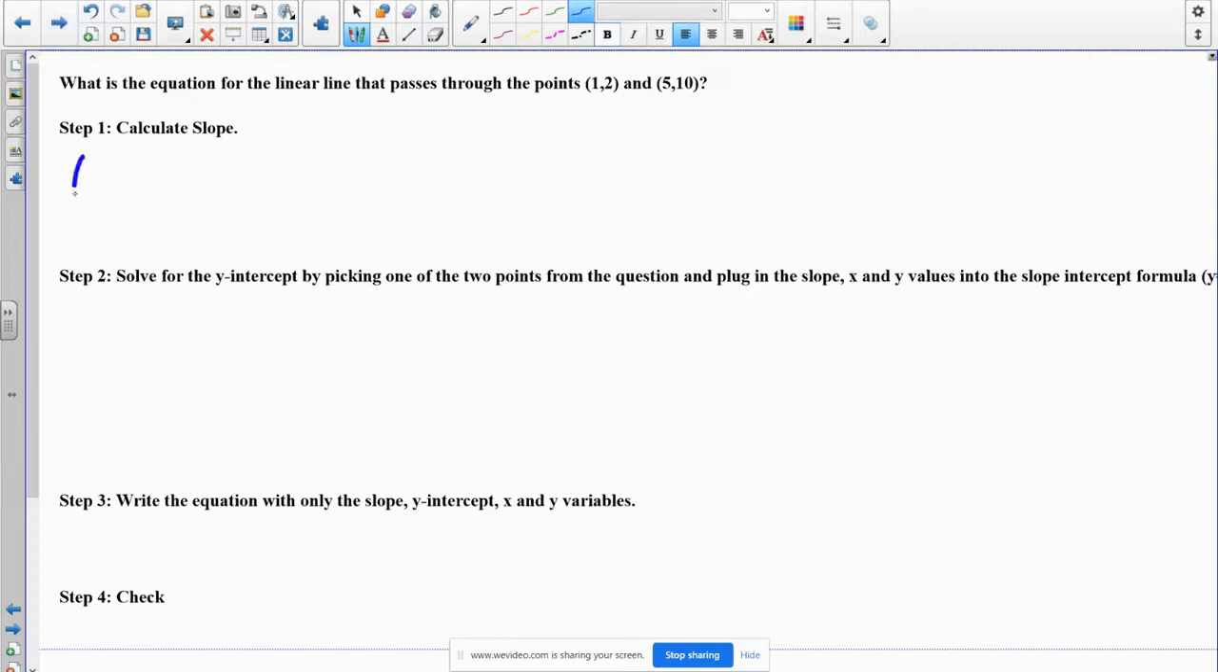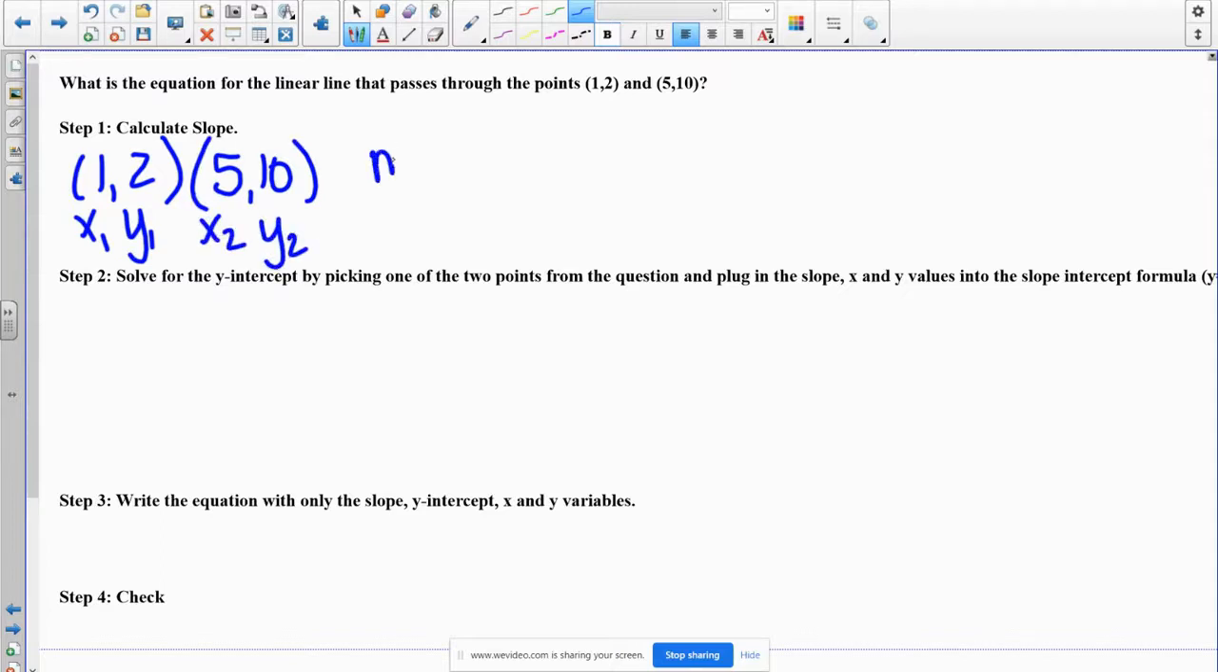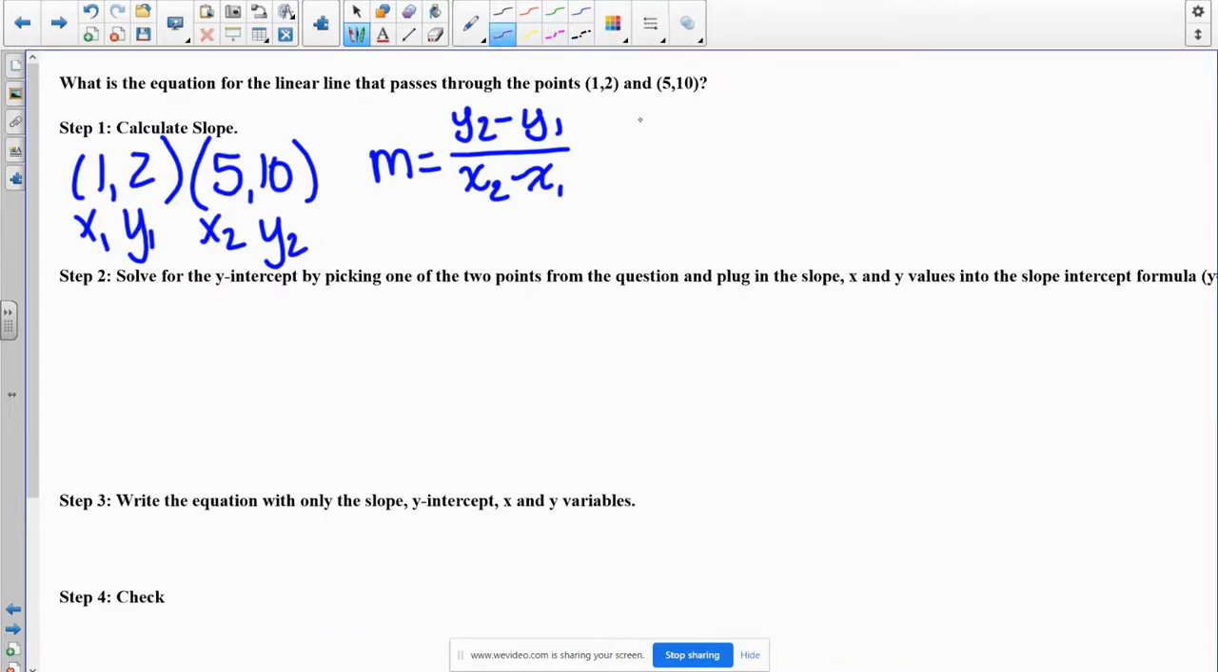So 1, 2, we'll call that x1, y1 again, and 5, 10, we'll call that x2 and y2. So write down the equation. You'll get very used to this equation, as many times as you'll hear me say it, and as many times as you'll end up using it. So y2 is 10 minus y1, which is 2, over x2, which is 5, and x1, which is 1. So 10 minus 2 is 8, 5 minus 1 is 4. So my slope again is 2 on this one.